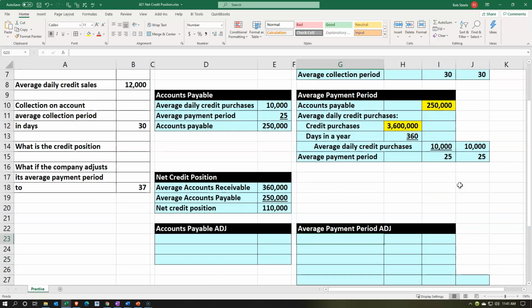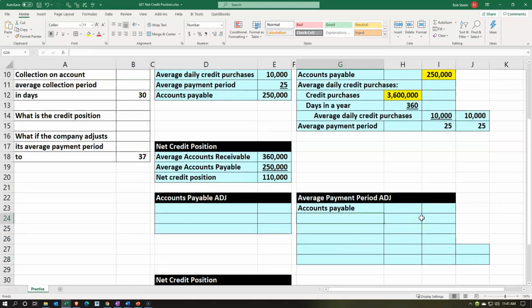But now we're going to be doing it with 37. We're going to assume that the company can adjust the average payment period to 37 from the 25. So I'm going to pick up the same information. I'm going to say this is going to be equal to this number. I'm going to autofill that all the way down. I'm going to select the autofill handle and just select that all the way down.